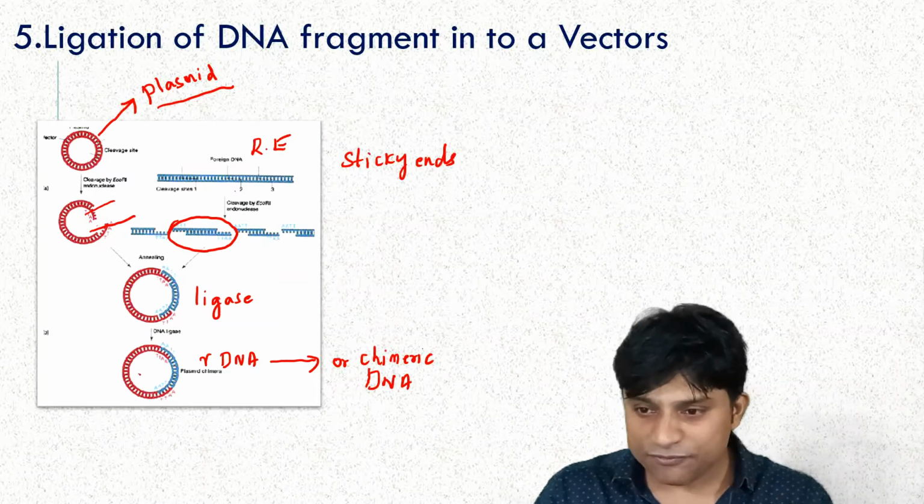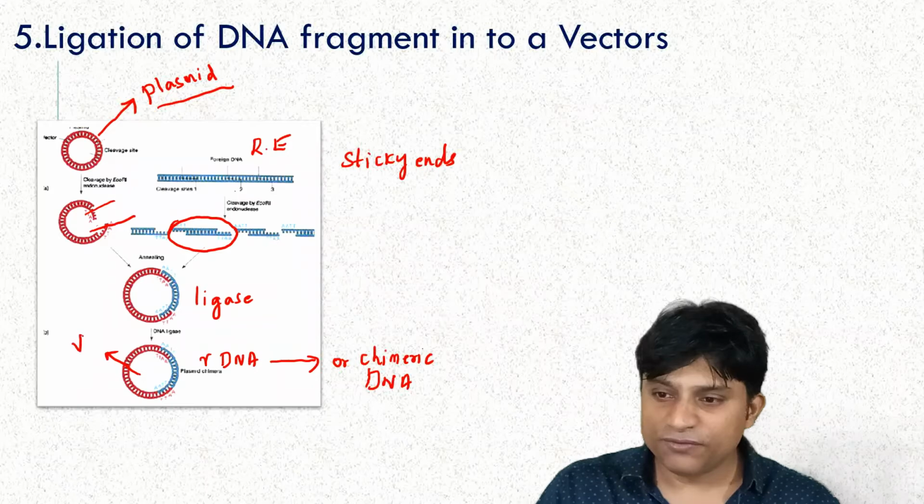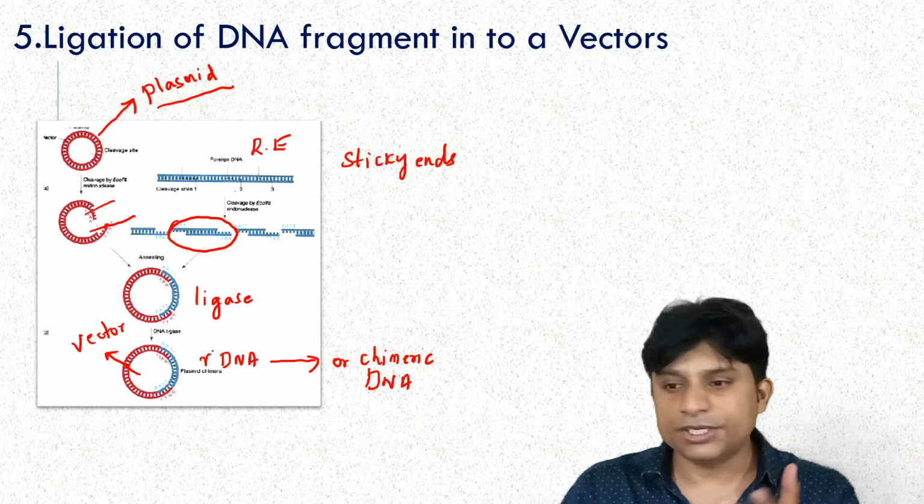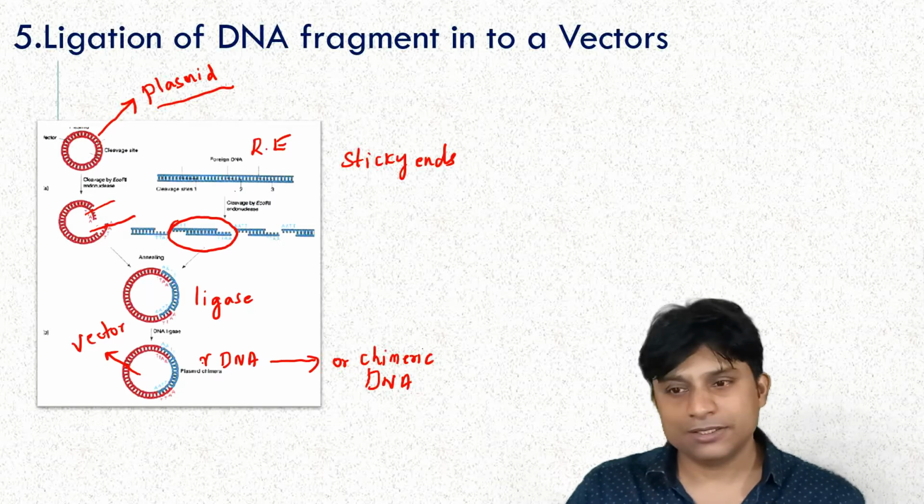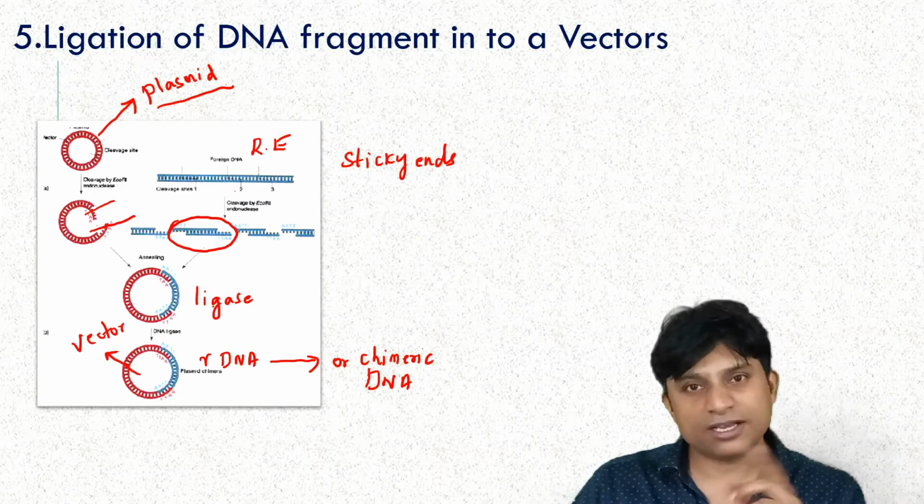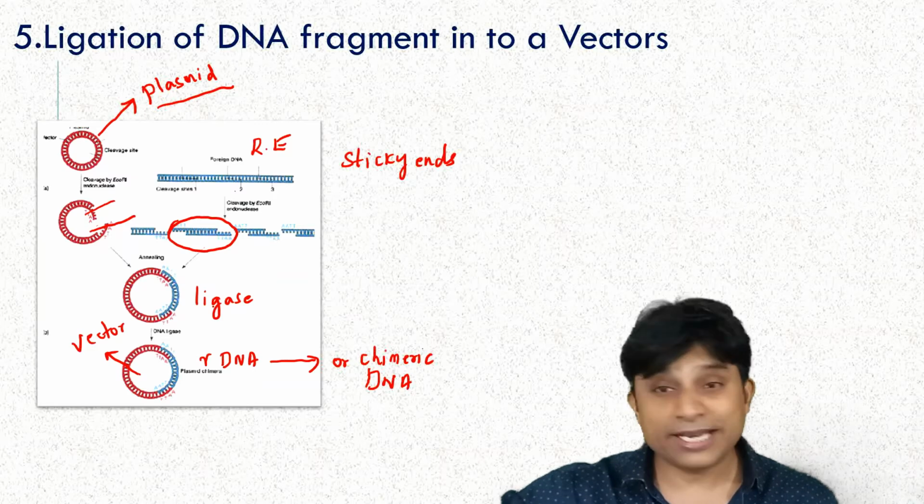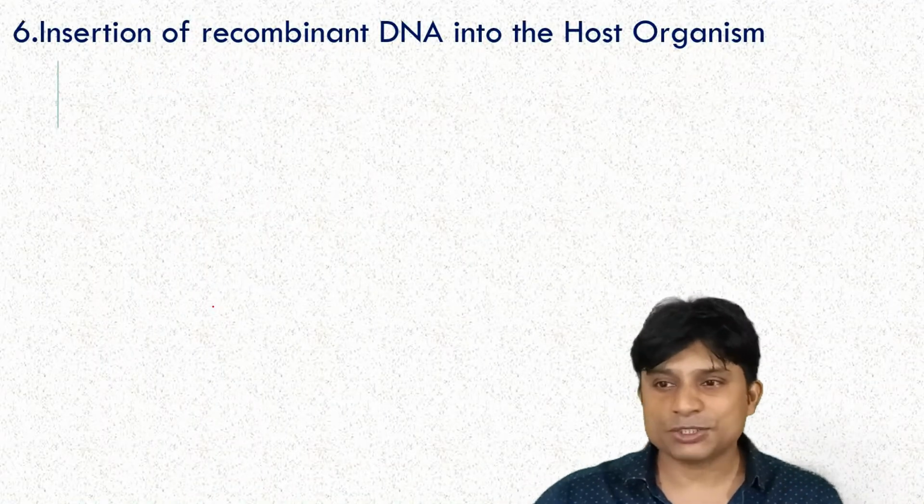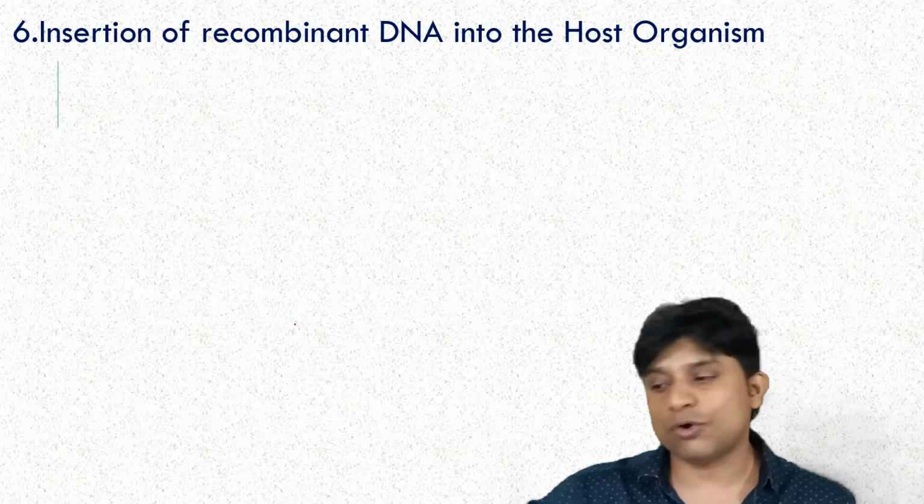So now we have introduced our gene of interest into a vector, which is here. I am showing you the plasmid. So now this is called formation of a chimeric vector. So fine. What is the next step? Now this chimeric vector or recombinant DNA must be introduced into a host organism.